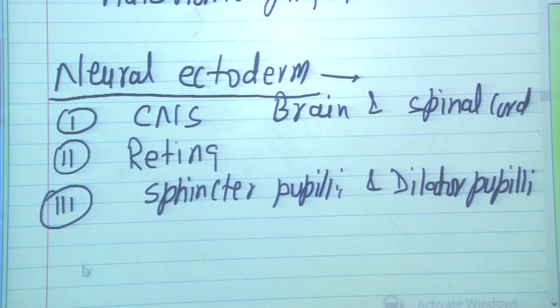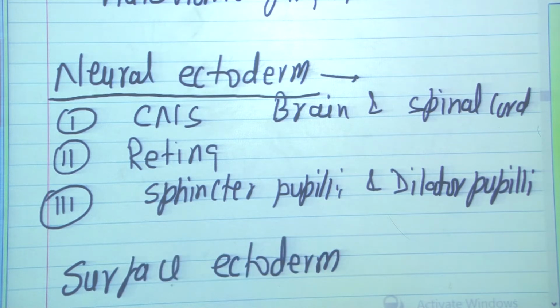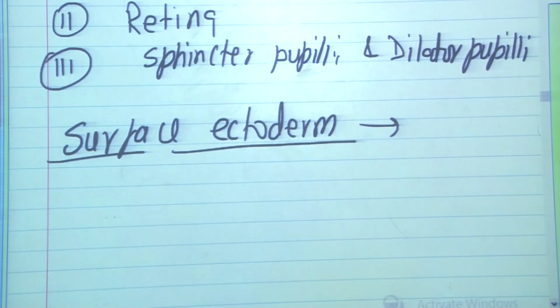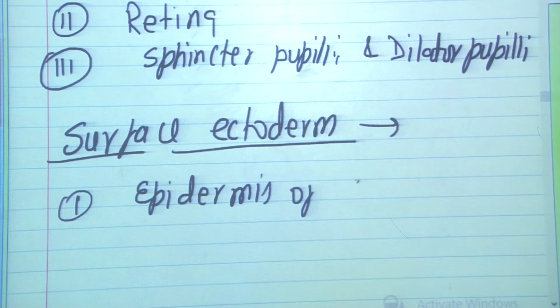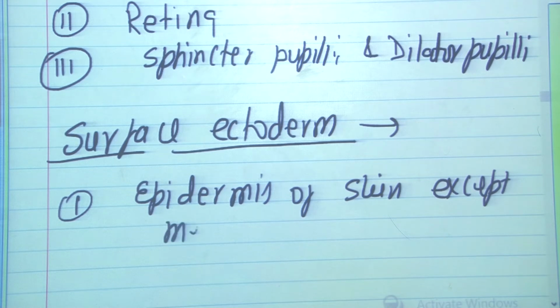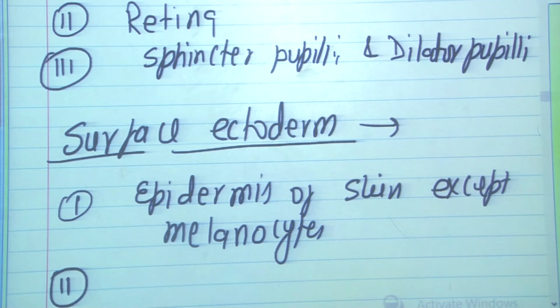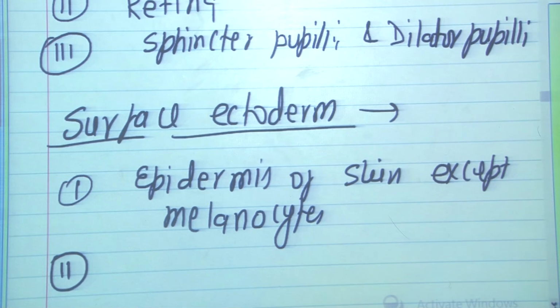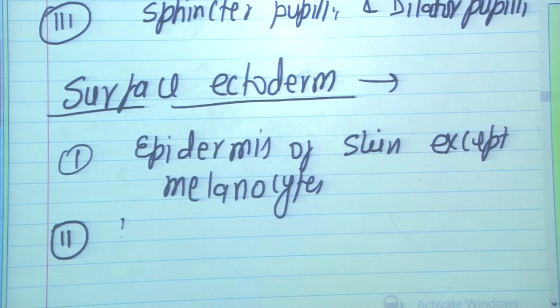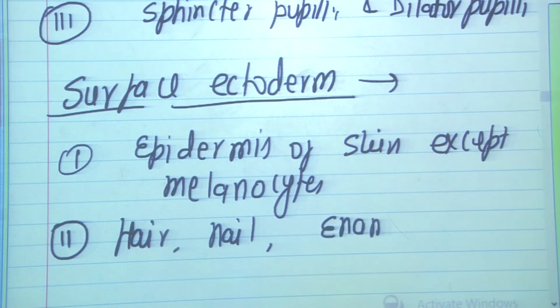Now, the next point is the surface ectoderm. What structures develop from surface ectoderm? Number one, epidermis of skin, except melanocytes. Number two, what else? Hair, nail, enamel of teeth.